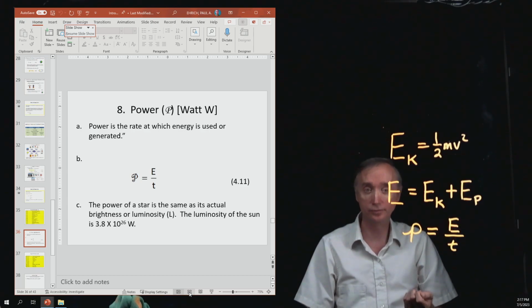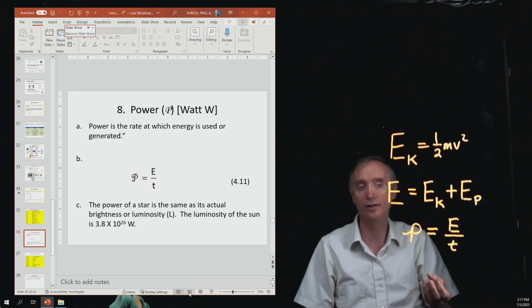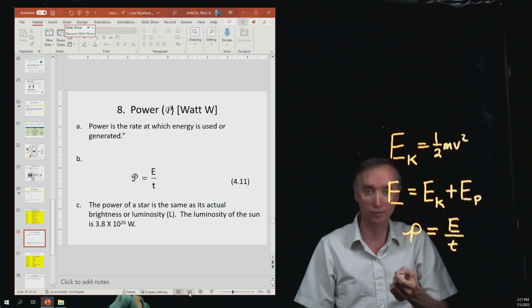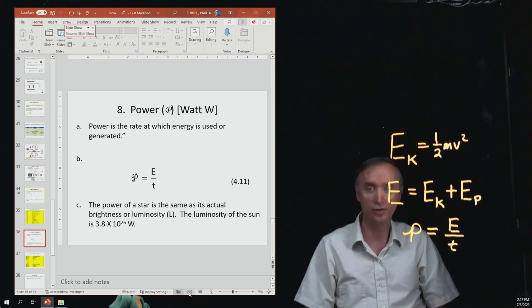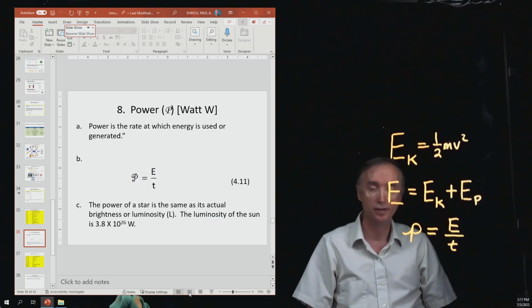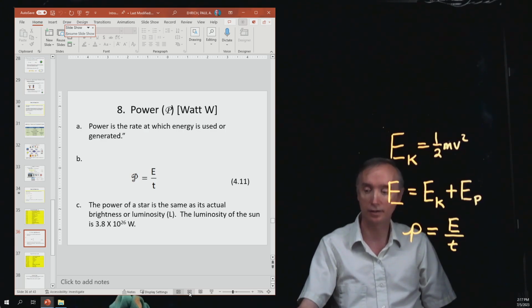This is going to be important because a star gives off a certain amount of energy per second. And another name for that is called luminosity. So L for luminosity is the amount of energy given off by a star per second. And you can see from there that our sun gives off a tremendous amount of energy every second.